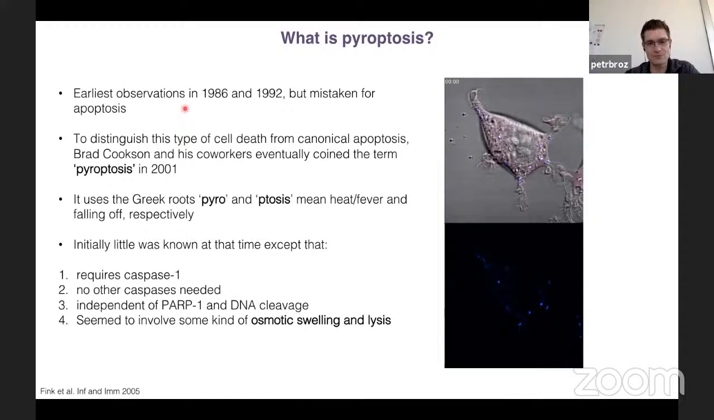But the name pyroptosis was only coined in 2001 by Brad Cookson and co-workers to distinguish this type of pathogen-induced death from the regular apoptosis pathway. The syllables here, pyro and ptosis, derive from the Greek roots pyro, which means heat and fever, and ptosis, basically falling off. This highlights the inflammatory nature of this cell death. Initially not much was known, but it was shown with time that it requires caspase 1 and doesn't require the apoptotic caspases, is independent of PARP-1 and DNA cleavage. And what was quite striking is that it involved some kind of osmotic swelling and lysis.